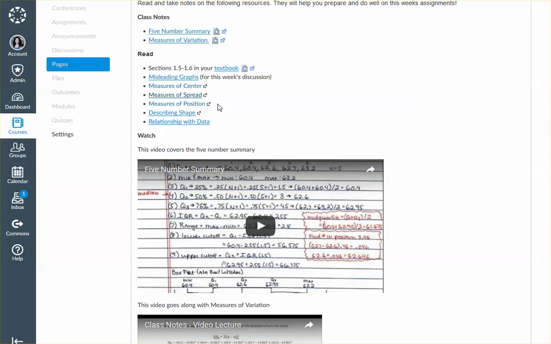We also have some readings for you to go through and do, so make sure you go through the textbook. It's only a few pages. It's section 1.5 through 1.6. And then for the statistics notes, you're going to want to check out these things right here.